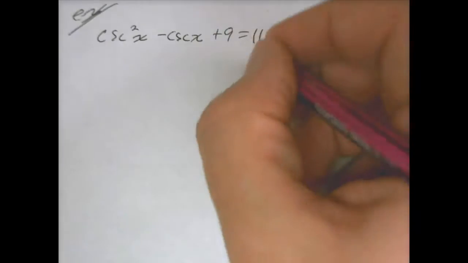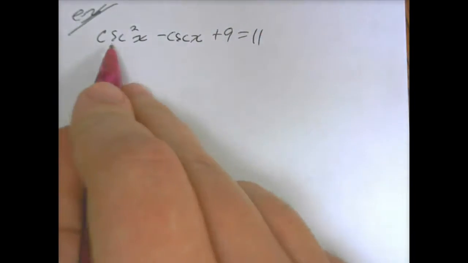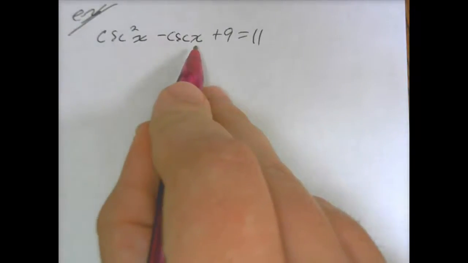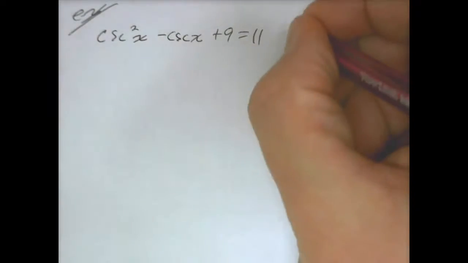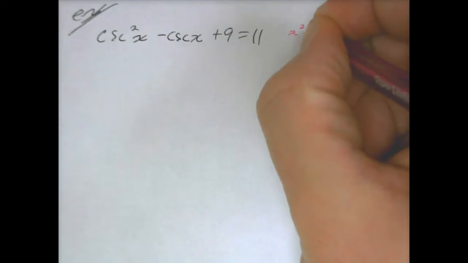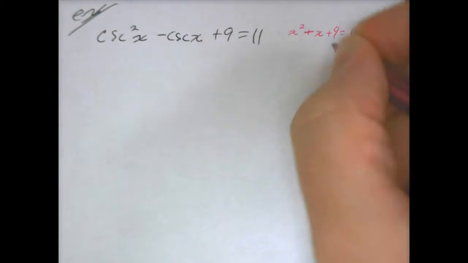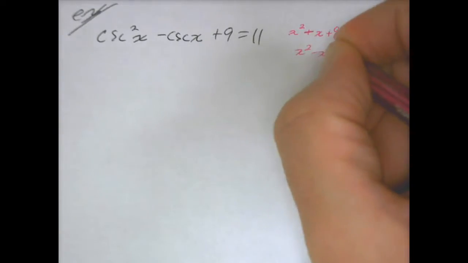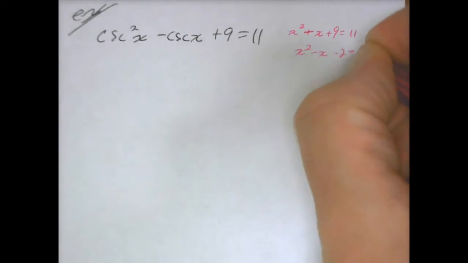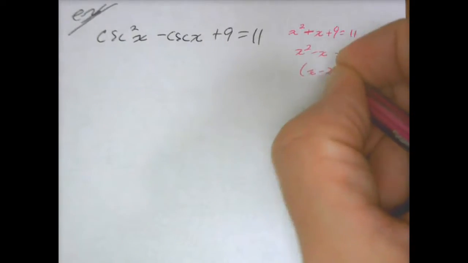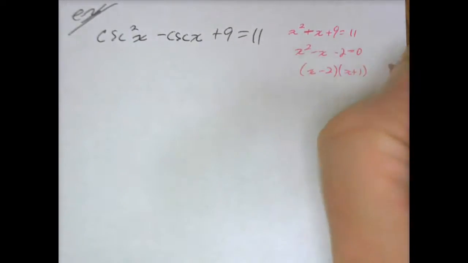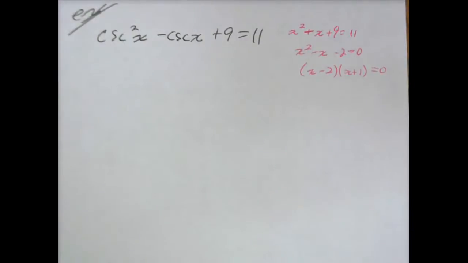Okay, so with this, I see I have a squared term and I have an x term, or a regular term. If I rewrote this as x squared minus x plus 9 equals 11, then I would move over the 11. I would have x squared minus x minus 2 equals 0. And then I could factor this as x minus 2, x plus 1 equals 0. And then I could just solve it from there, right?